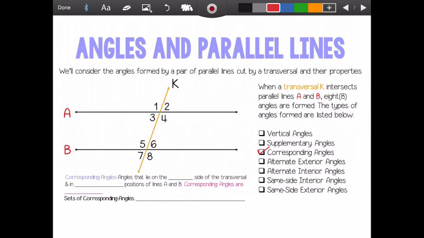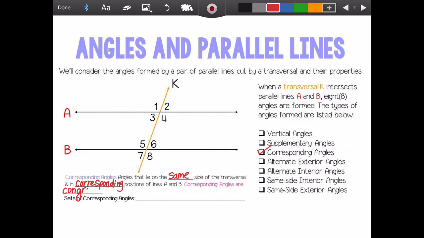Next we have corresponding angles. Corresponding angles are angles that lie on the same side, if you're filling in your notes, same side of the transversal and in the same, or corresponding actually is the correct word to use, corresponding positions of lines A and B. Corresponding angles are congruent.